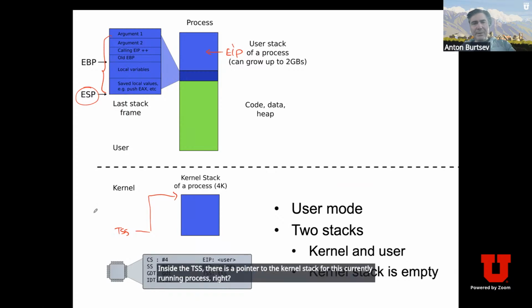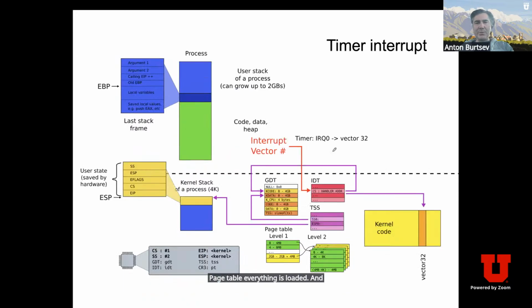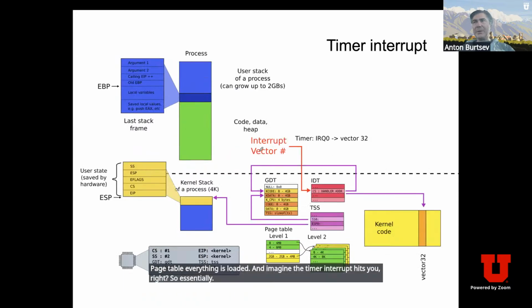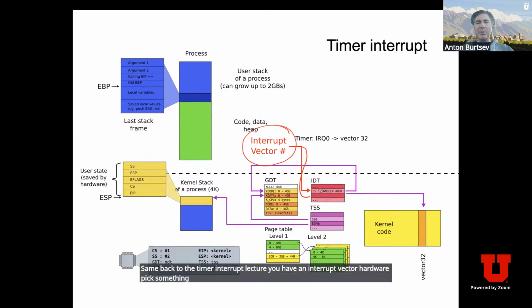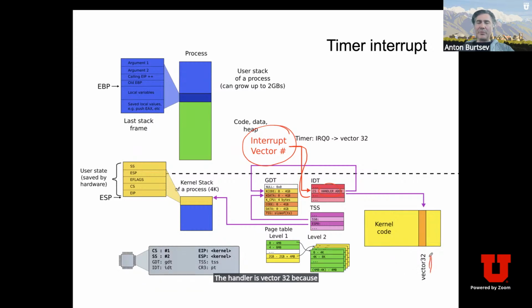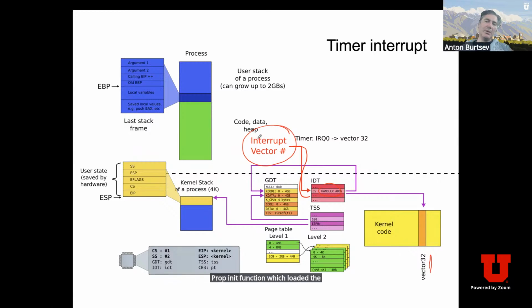Sure. At this point, this is the state of your system: GDT, page table, everything is loaded. And imagine the timer interrupt hits you, right? Going back to the timer interrupt lecture, you have an interrupt vector, and hardware picks something from the interrupt descriptor table, picks the handler, switches the privilege level. The handler is vector 32 because that's how we configured it. Remember the trapinit function, which loaded the interrupt descriptor table. Essentially, we start executing vector 32.